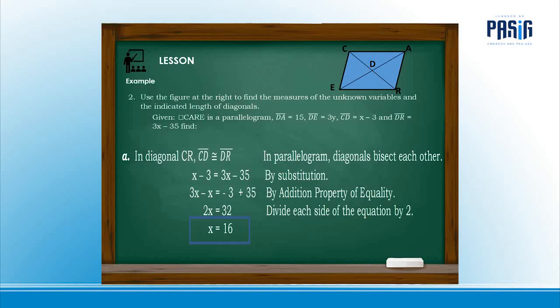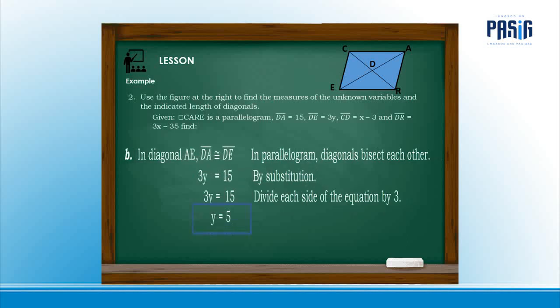Then, 3x minus x will be equal to negative 3 plus 35 by addition property of equality. The resulting equation now is 2x equals 32. So to find the value of x, divide each side of the equation by 2. So therefore, x is equal to 16.